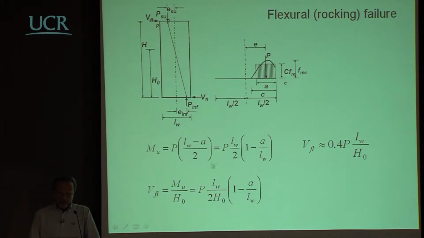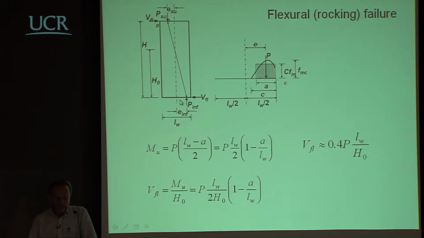If you look at an equation like this, it is a function of the vertical load, a function of the height, a function of the width of the wall, and a function of the depth of the equivalent compression area. Now, normally, this A over L, the depth over the length, is not varying too much.